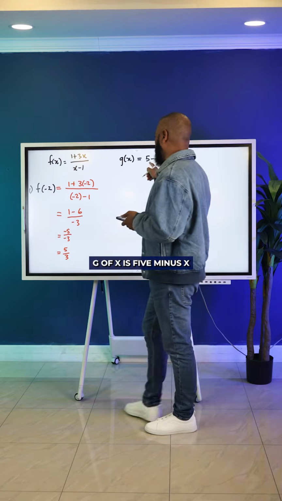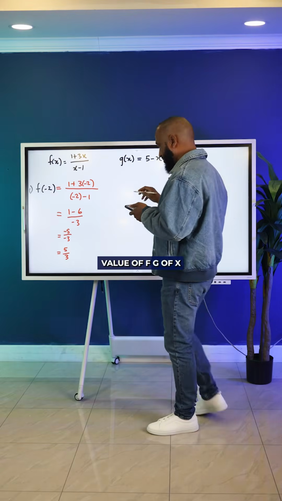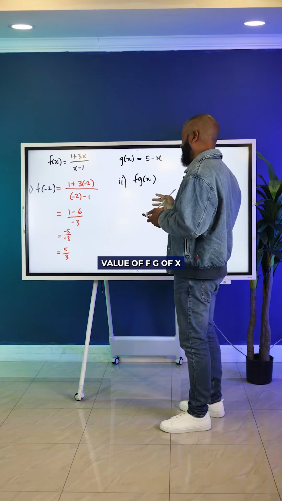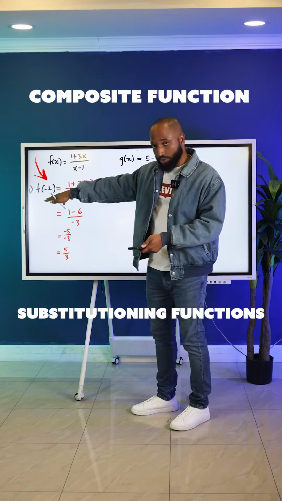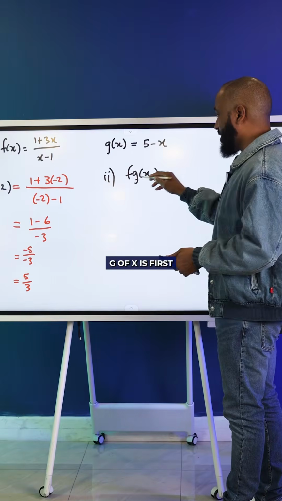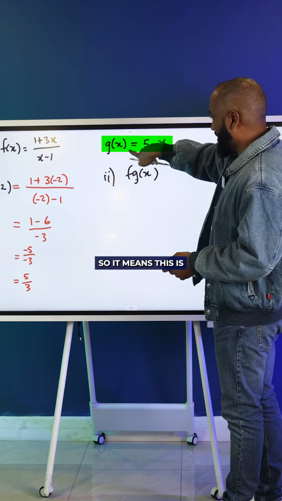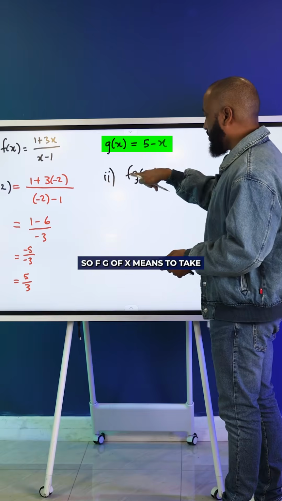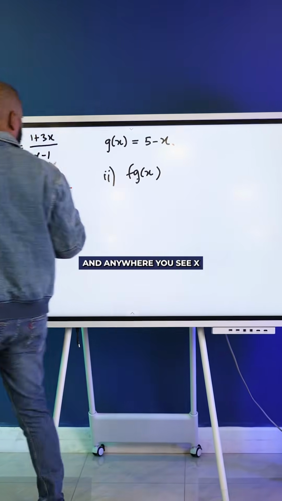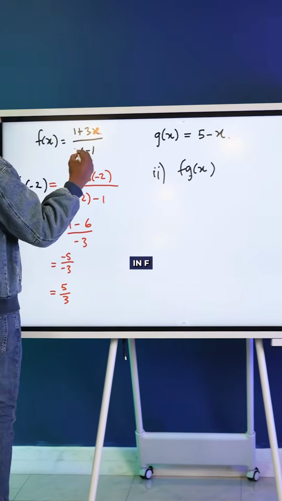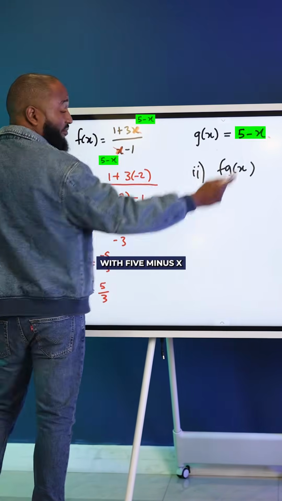So remember, g of x is 5 minus x, and now we must find the value of f g of x. So this is a composite function. Composite function, substitution in functions. Let's do this. G of x is first, so it means this is the function that will occur first. So f g of x means to take this function, and anywhere you see x in f, I'm going to replace the x with 5 minus x.